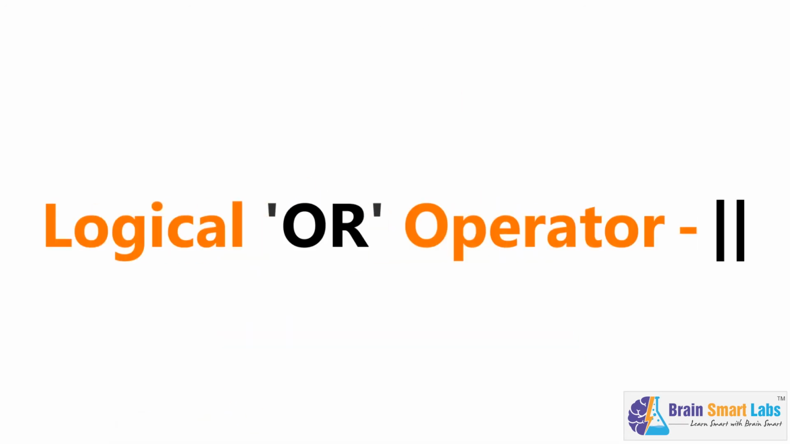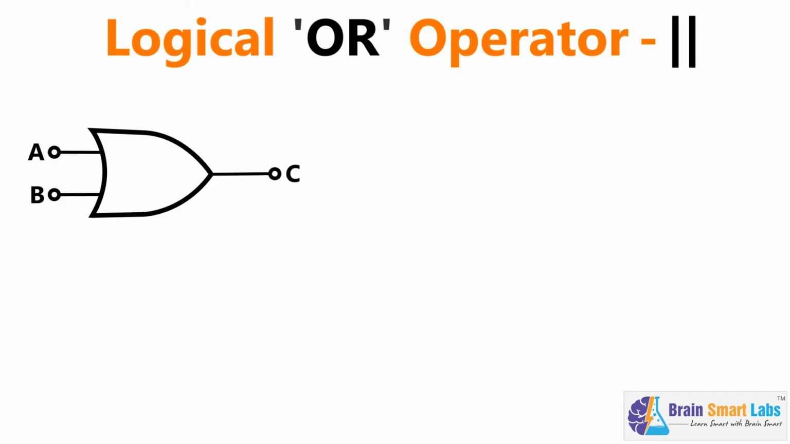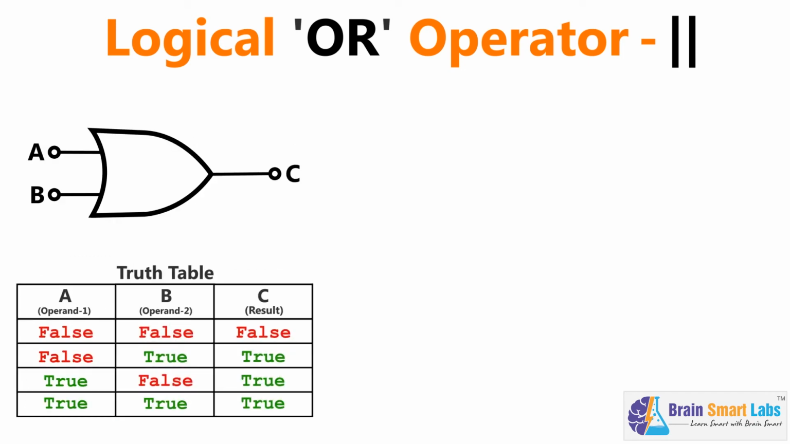To understand logical operators in Java, let us start seeing one by one, starting with number 1, logical OR operator. A logical OR gate is denoted by this symbol all over the world. Here A signifies the first operand, B signifies the second operand and C signifies the OR gate result. The below truth table indicates the result of an OR gate will always be true if any one of the operands relates to be true.